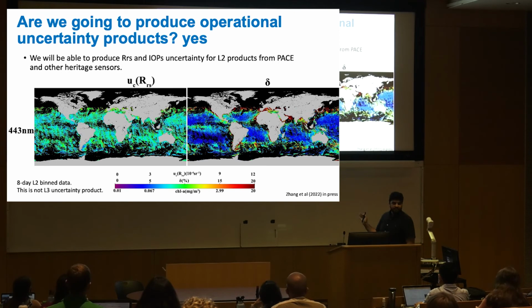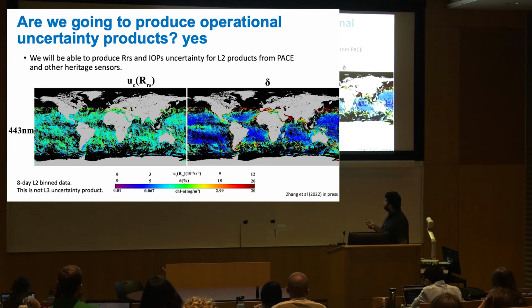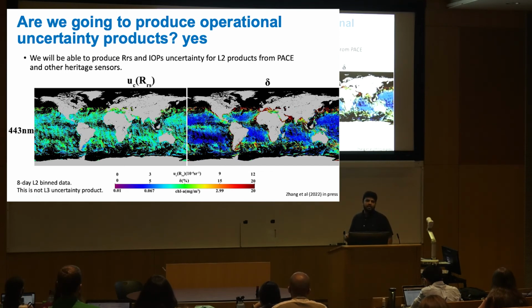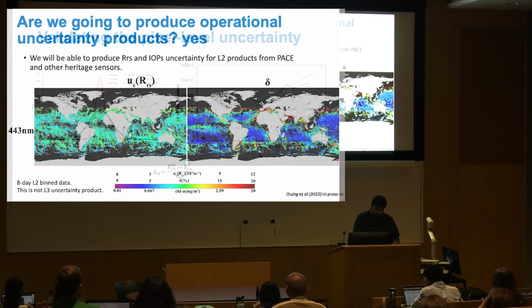There are caveats to get to that which I don't want to talk about right now. But these are the level 2 maps that are binned for the 8 days. This is in absolute units, and this is in relative units. What I want you to get out of this is that the uncertainty does vary spatially significantly. In coastal water, you get more turbid conditions and higher uncertainty compared to other open ocean conditions. So it does really depend spatially, and it's really useful information to have.